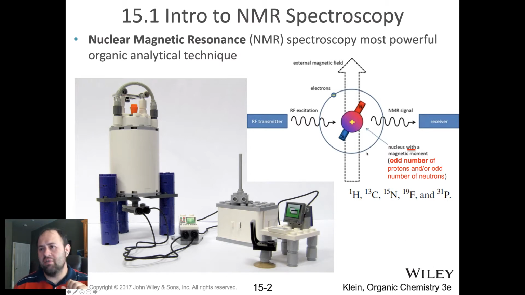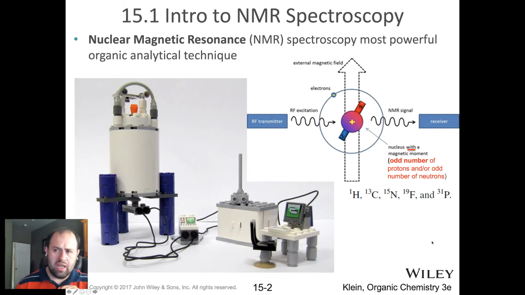We see a rough explanation here that certain nuclei, particularly ones with an odd number of protons and/or neutrons, are sensitive to this technique and will absorb radio frequency electromagnetic radiation. It's based on their nuclear spin, very similar to the electron spin that you learned in general chemistry. These nuclei are spinning, and because they are charged, they generate a magnetic field. And it's that field that this electromagnetic radiation will be interacting with.